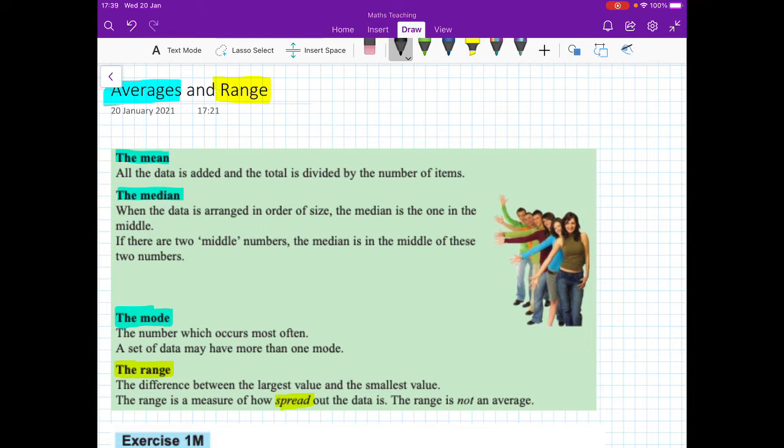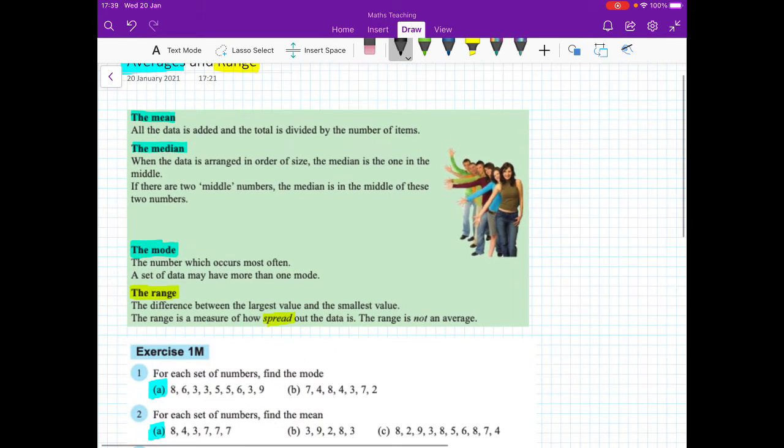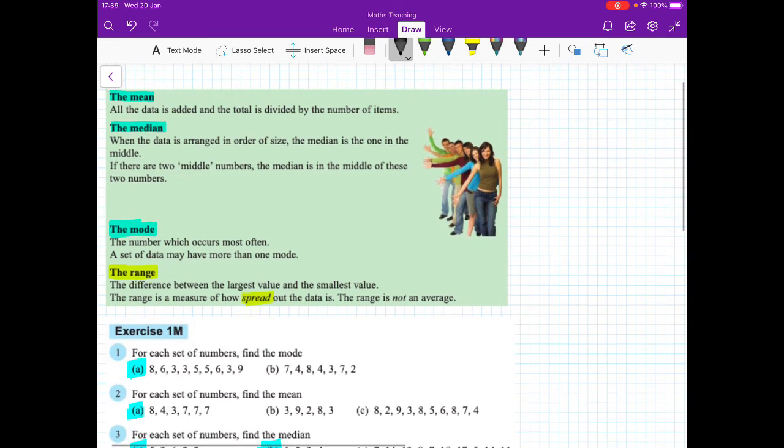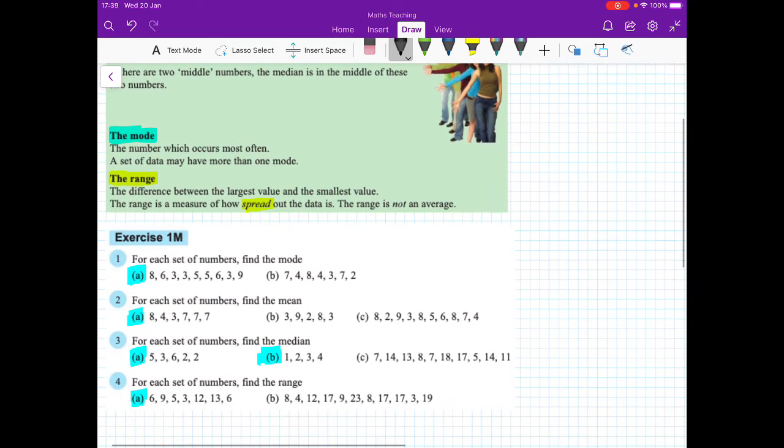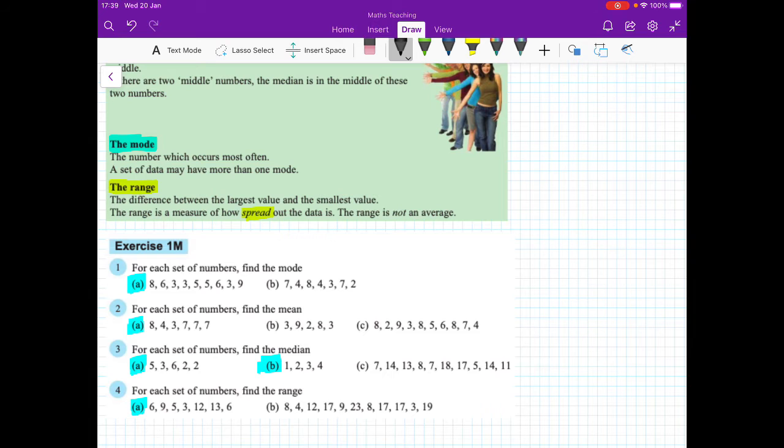So the easiest thing to do here is to have a go at some questions. And when you're answering questions, I would suggest that you keep these definitions in front of you really carefully. So we're going to go through each of these questions.